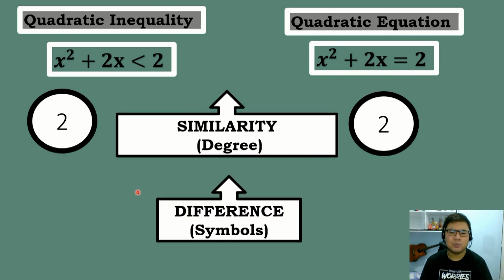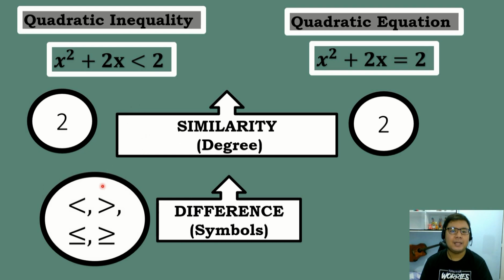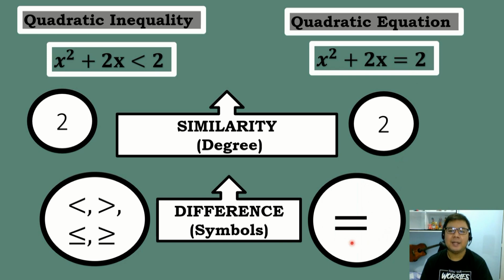And when it comes to their difference, ang pagkakaiba nila is yung symbol nila. Pagdating sa quadratic inequality, ang mga symbol na ginagamit natin ay yung less than, greater than, less than or equal, or greater than or equal. Pagdating naman sa quadratic equation, ang symbol lang na ginagamit natin ay yung equal sign.